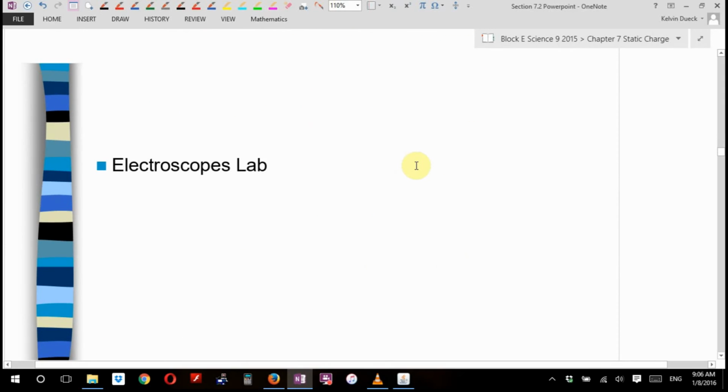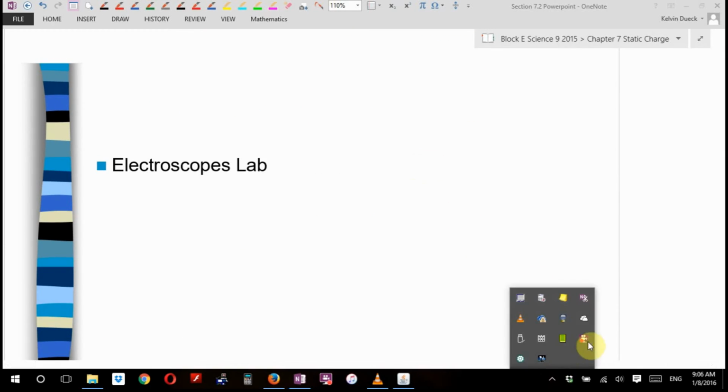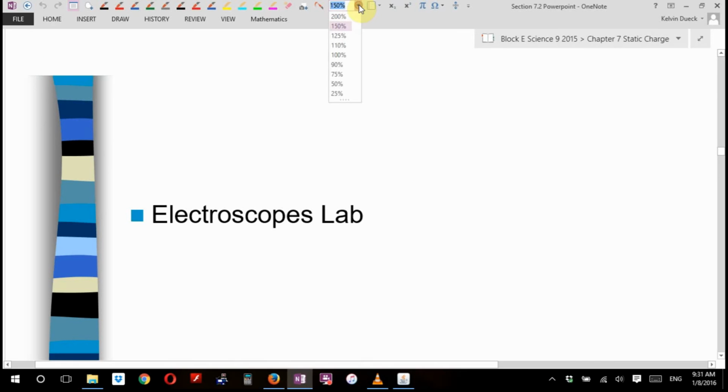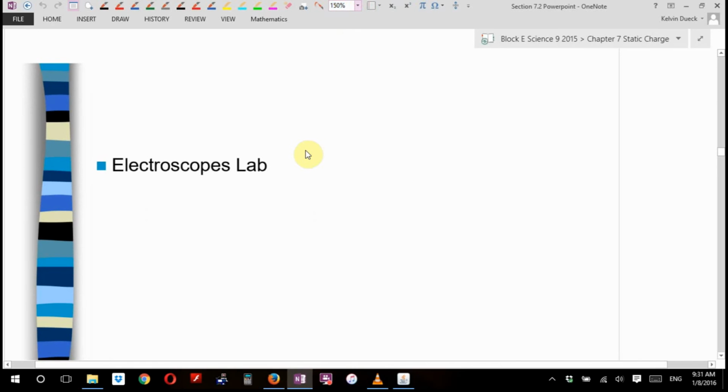So we're going to do a short little lab. So some good learning in that little electroscopes lab.